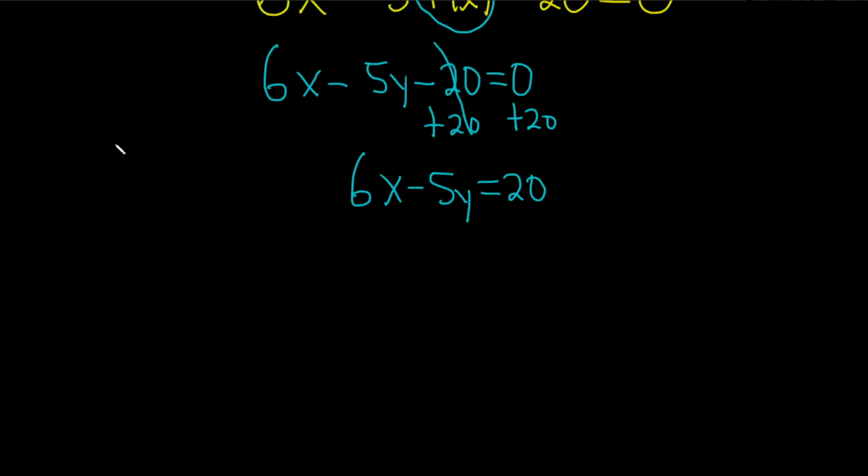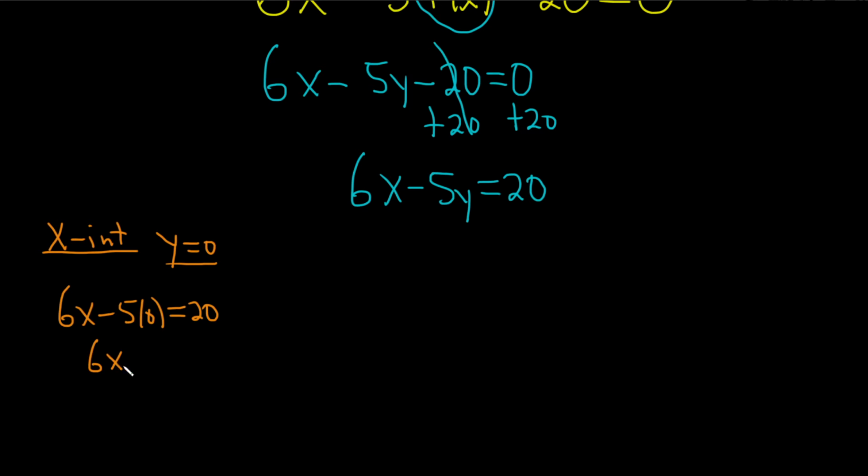Let's start by finding, let's say, the x-intercept. So to find any intercept, you set the other variable equal to 0. So to find the x-intercept, we're going to set y equal to 0 in this equation here. So we have 6x minus 5 times 0 equals 20. So that's just 6x, and 5 times 0 is 0. So you just get minus 0 equals 20. But 6x minus 0 is just 6x. So 6x is equal to 20.